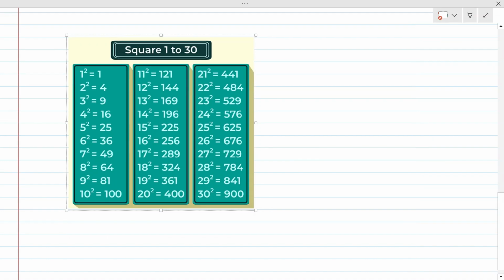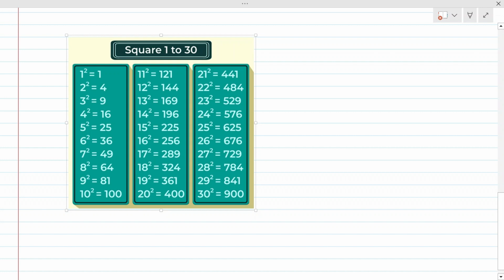This table gives you squares till 30. 1 square, 2 square like that till 30 square I have given it in the table. So now if you see in this table, all these are perfect squares. The right side, 1 is 1 square, 4 is 2 square, 9 is 3 square like that. So the right hand side numbers are all perfect square numbers.